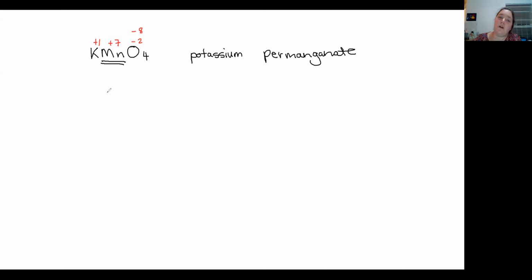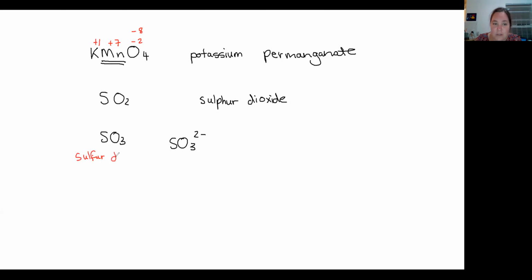Next example, what about if I do SO2, which is sulfur dioxide? I'm spelling it with the ph today, but please, it is technically with an f. Now, the first thing I need to point out, and a lot of you get very confused, there is a difference between SO3 and SO3 2-, okay? SO3 is called sulfur trioxide, and this is called sulfite. I'm going to show you in just a second how these two are different, but we're going to go back to sulfur dioxide here. What is the oxidation number of oxygen?